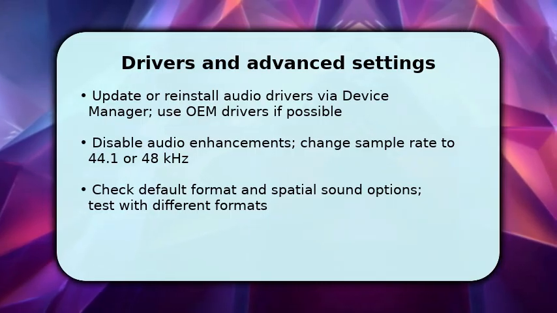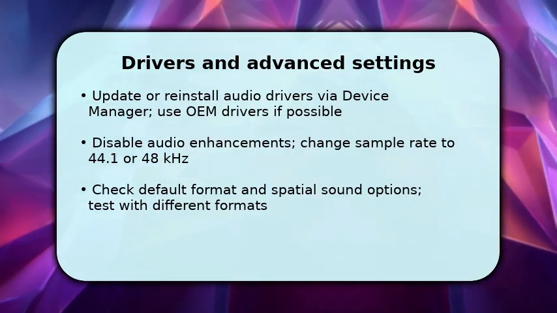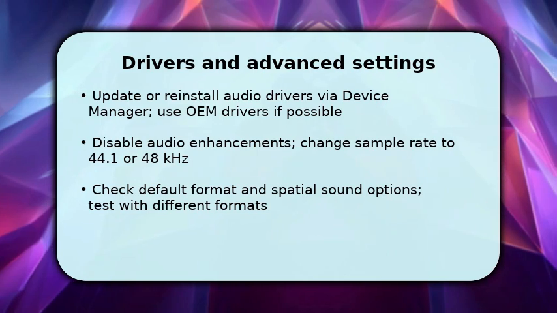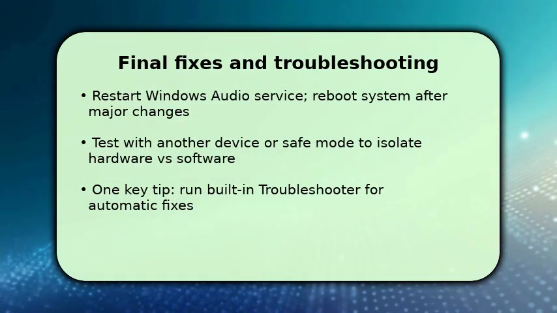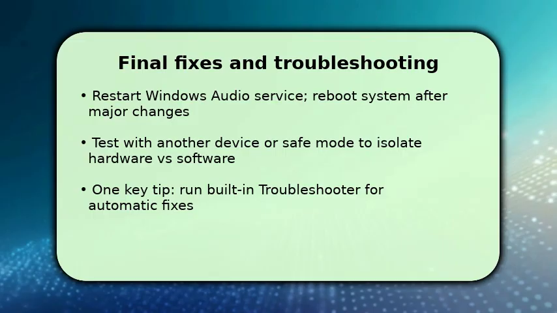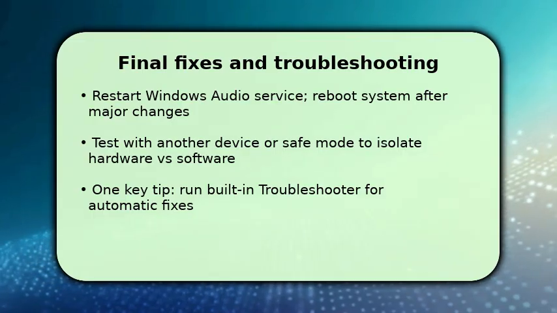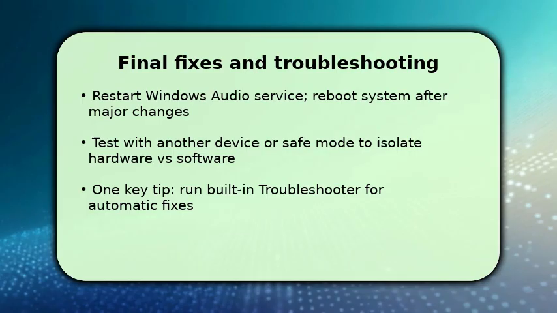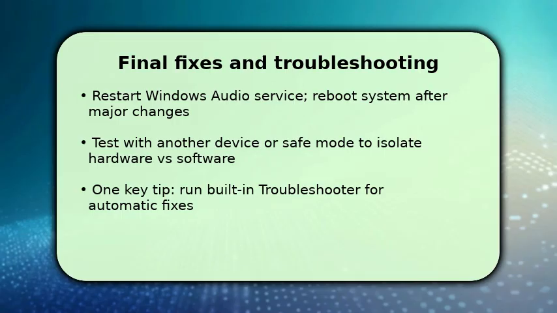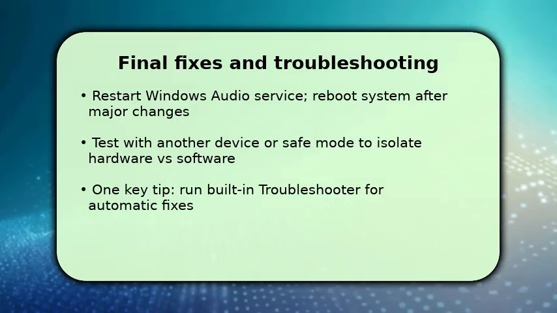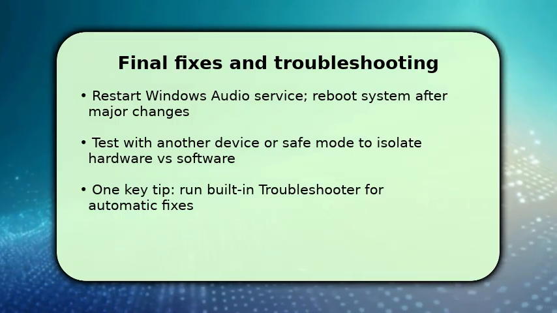If spatial sound or exclusive mode is on, toggle them off to see if stability improves, and run quick playback tests after each change. Finish by confirming system services and isolating the fault. Restart the Windows Audio service and reboot the PC after driver or setting updates to apply changes fully. If issues persist, test the headset or speakers on another device to isolate hardware.